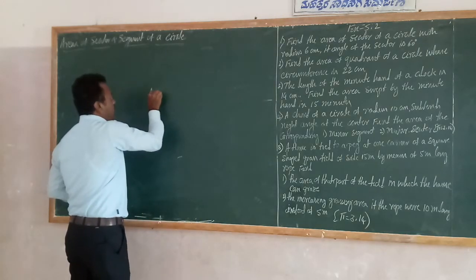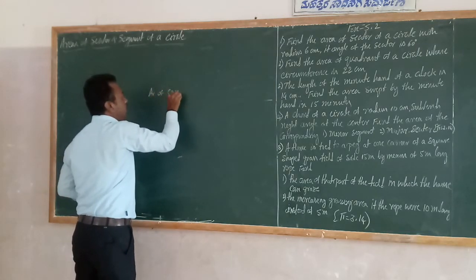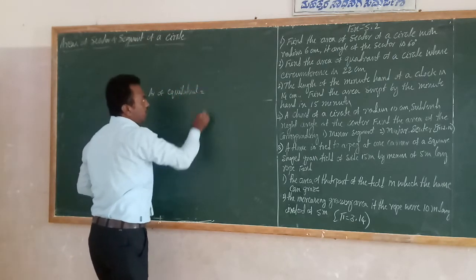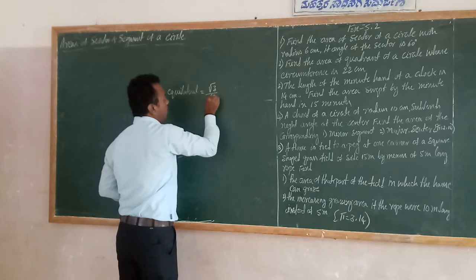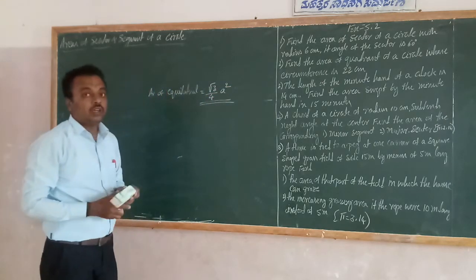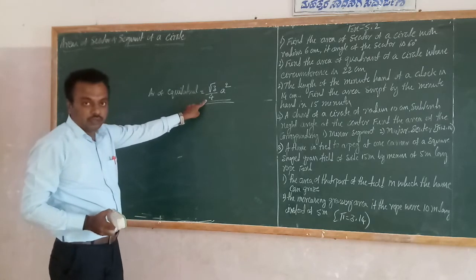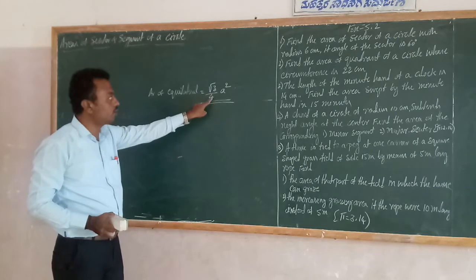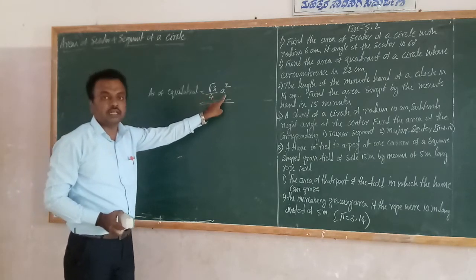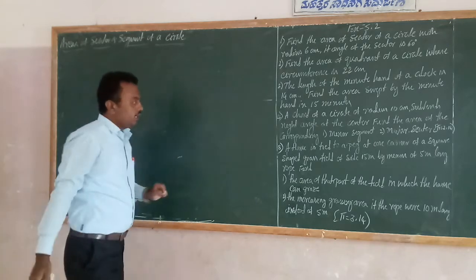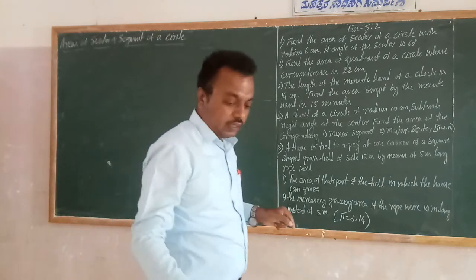See, the area of an equilateral triangle. Do you know the equilateral triangle formula? I already told you in the 9th standard. So what is that? Root 3 by 4 into a square. This is the area of the equilateral triangle formula, so we should use it directly. If all sides are given equal, then we can use this formula, root 3 by 4 into a square. A means the side of the equilateral triangle. We already know it.